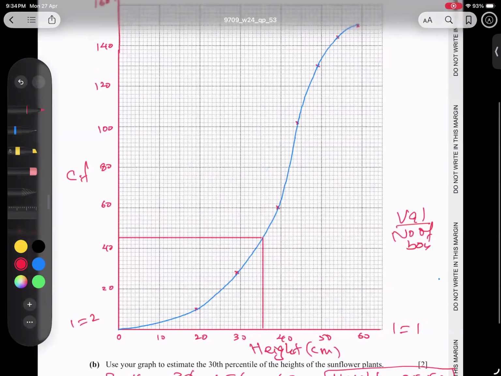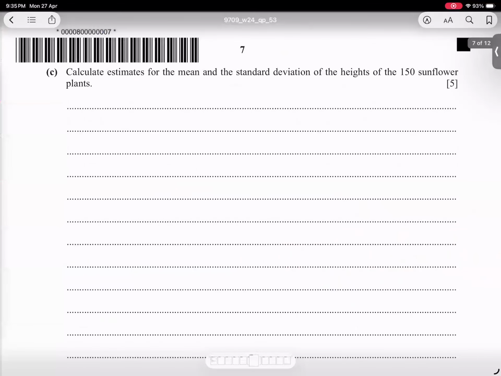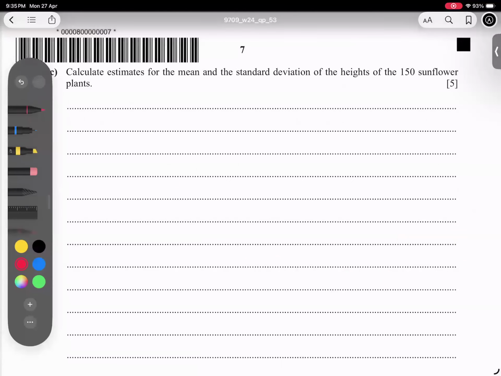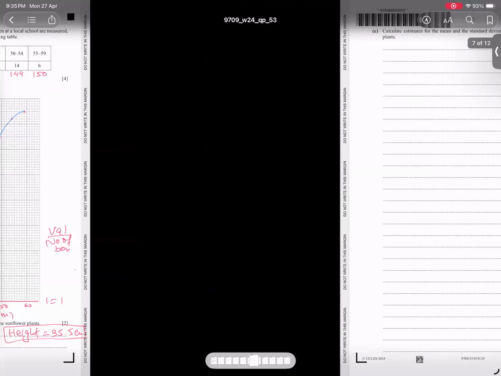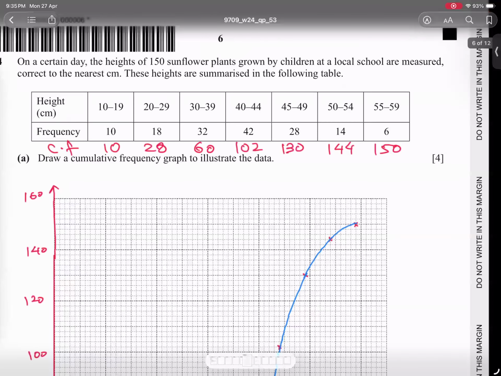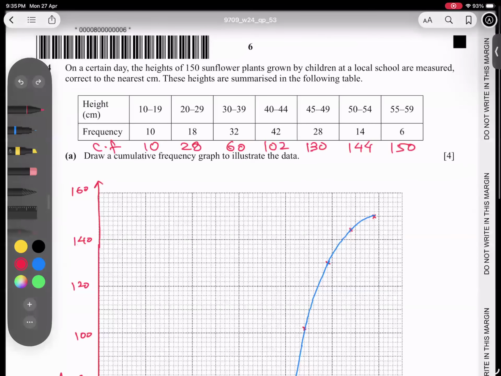On the next page, we have the same question: calculate the mean and deviation. Students, for mean and deviation, we need a table. We have to go back and see the table, because both values depend upon our table of values.